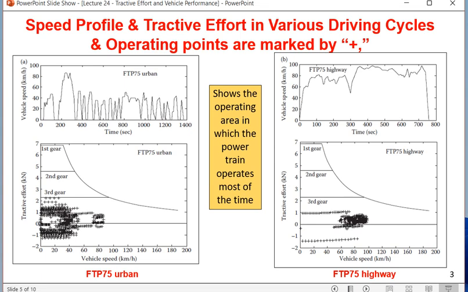So this is the FTP75 highway drive cycle to the right, and the left side is FTP75 urban. How do you know this is urban? Because there is too much start and stop. How do you know this is the highway drive cycle? Because there is no stopping, and the vehicle keeps on cruising very steadily. Operating points are marked by plus signs. Whenever you drive the vehicle in whichever gear at any instant, all of it is tracked, and we have found out how it looks in real time.